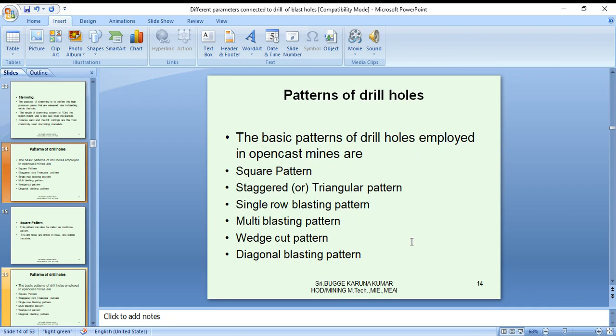Pattern of drill holes. The basic patterns of drill holes employed in open cast mines: the square pattern is a popular one. Staggered triangular pattern is another one. Single row blasting and multi row blasting are also patterns. Wedge cut pattern and diagonal blasting pattern are also used. These different patterns are used in open cast mining for effective fragmentation and good directional falling of the material.